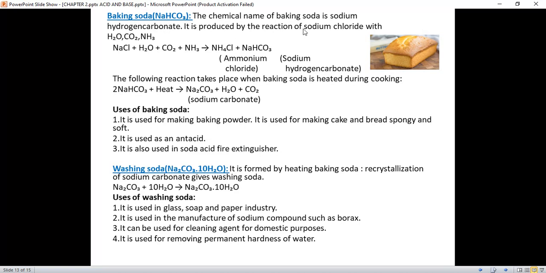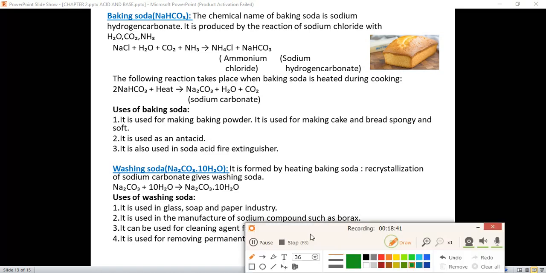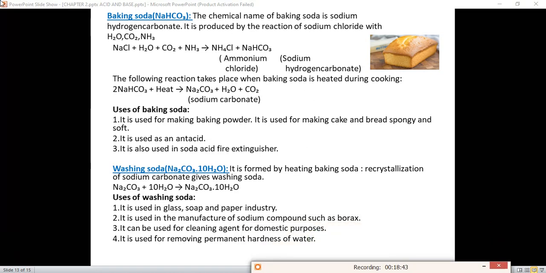It is produced by the reaction of sodium chloride with water, carbon dioxide, and ammonia. Okay, we will react these substances: sodium chloride, water, carbon dioxide, and ammonia. If these four reactants react together, what will we get? Ammonium chloride and sodium hydrogen carbonate. This is our baking soda. So this is the reaction for preparation of baking soda. The raw materials used are sodium chloride, water, carbon dioxide, and ammonia.